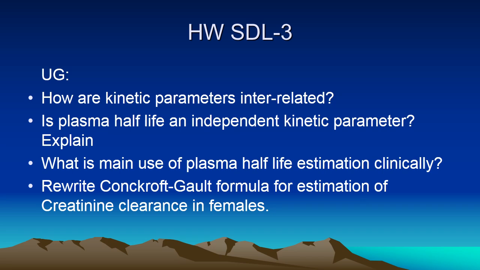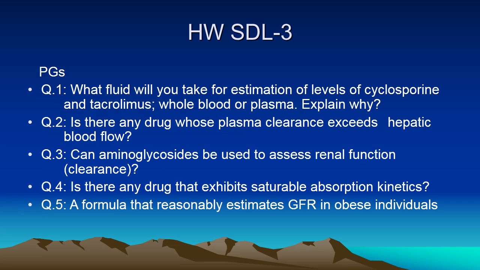Now, homework for undergraduates is: how are kinetic parameters interrelated? Is plasma half-life an independent kinetic parameter? What is the main use of plasma half-life estimation clinically? And rewrite the Cockcroft-Gault formula for creatinine clearance in females. For PGs, what fluid will you take for estimation of levels of cyclosporin and tacrolimus? Is the fluid whole blood or plasma?